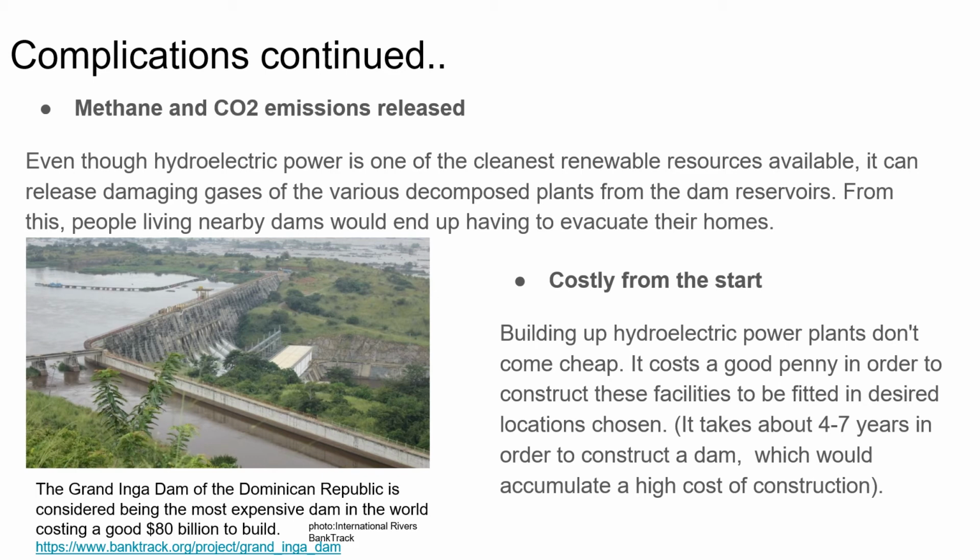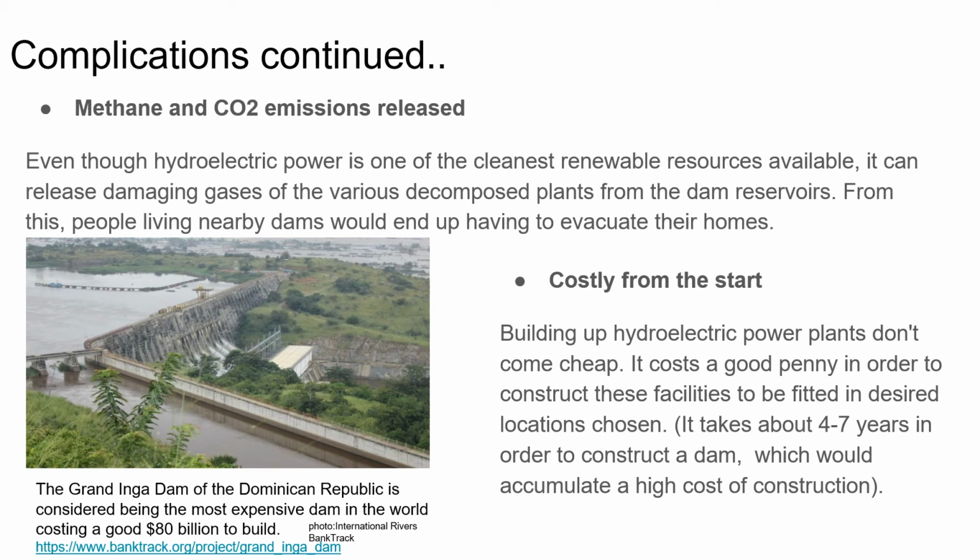Building hydroelectric power plants and dams doesn't come cheap. It costs a good penny to construct these facilities to be fitted in the desired locations chosen. It takes about 4 to 7 years to build a dam, which would accumulate a high cost of construction.